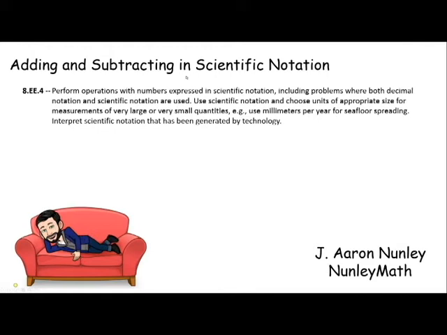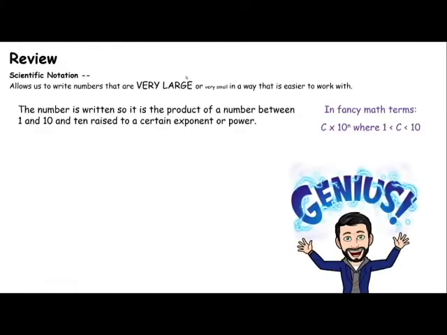I'm not going to waste a whole lot of time today. We're going to hop right in because at this point we should be getting pretty good at understanding how scientific notation works, and these last few pieces should fit together very nicely. Just a quick review: scientific notation allows us to write numbers that are very large or very small in a way that's easy to work with.